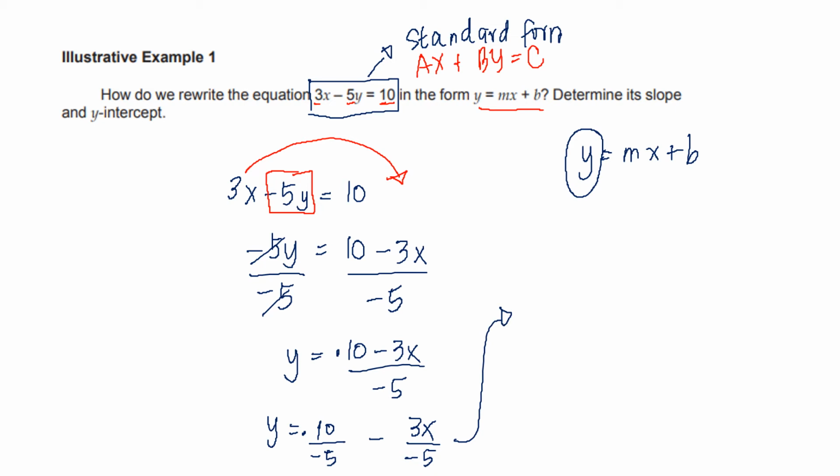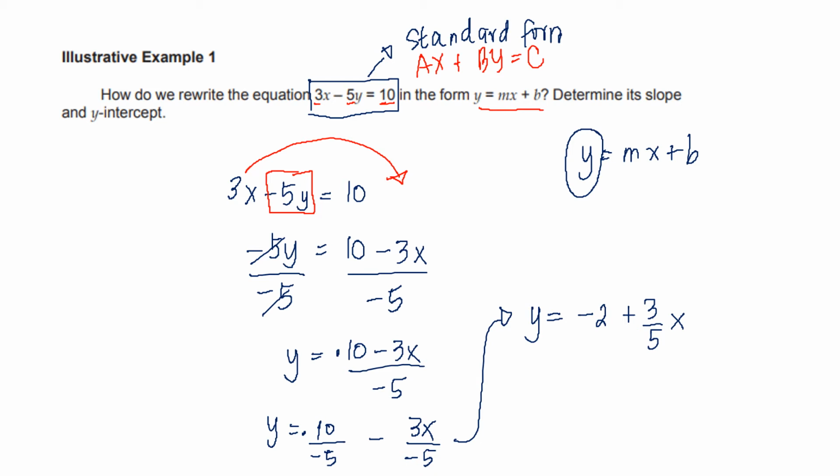10 divided by negative 5, we will have y is equal to negative 2. Negative 3 divided by negative 5, that becomes positive 3 over 5x. So what did I do? I just combine the numerical coefficients, and that becomes 3 over 5, and then I write x beside it.